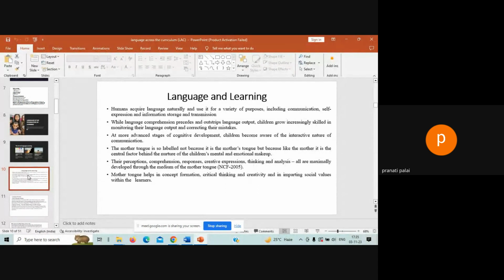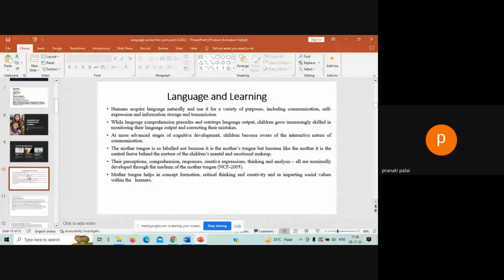It is interactive. The mother tongue is so labeled not because it is the mother tongue, but because, like the mother, it is the central factor behind the nurture of the children's mental and emotional makeup. So children's perception, comprehension, responses, creative expression, thinking and analysis are all maximally developed through the medium of the mother tongue. According to NCF 2005, the child learns his mother tongue naturally.